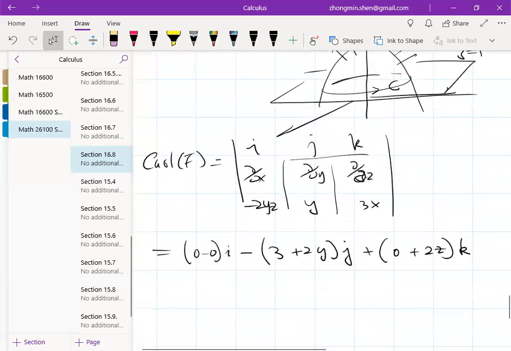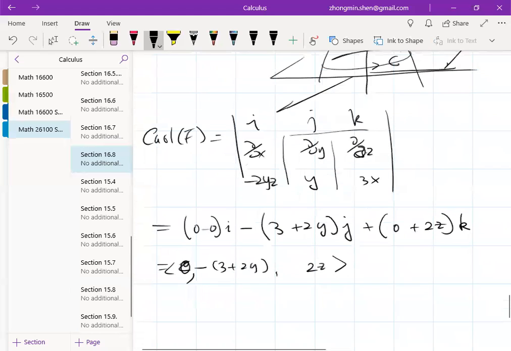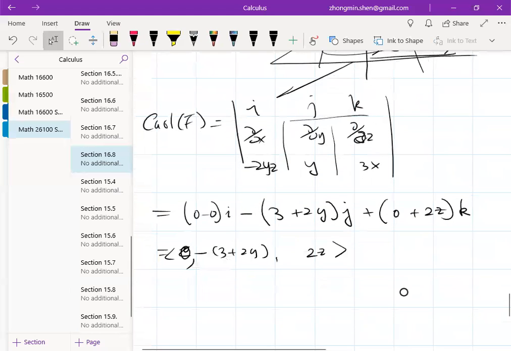So that's the vector field. It's going to be negative 3 plus 2y and 2z. The first component is 0. You can write it in this form. Now the difficult part is still we have to find the normal vector field.